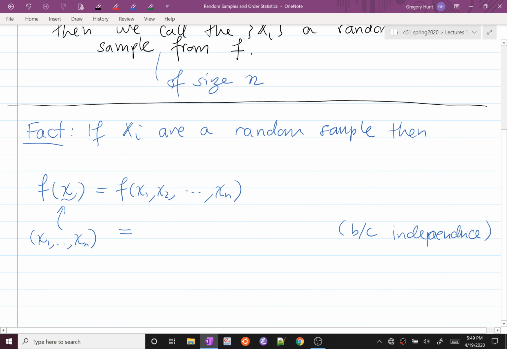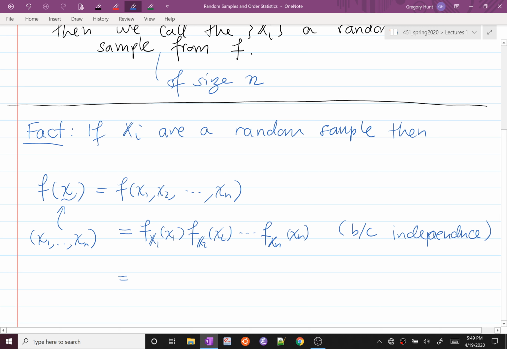Okay, so because of independence, we can break this up. We can write this as just the marginals. So this is the product of the marginal of X1 times the marginal of X2 all the way times the marginal of X sub n. That's because of independence. We have a theorem that says that the X sub i's are independent if and only if I can write this.